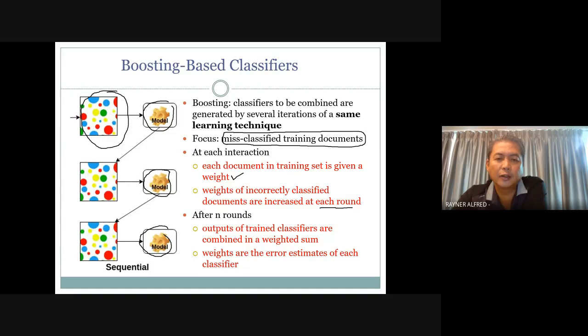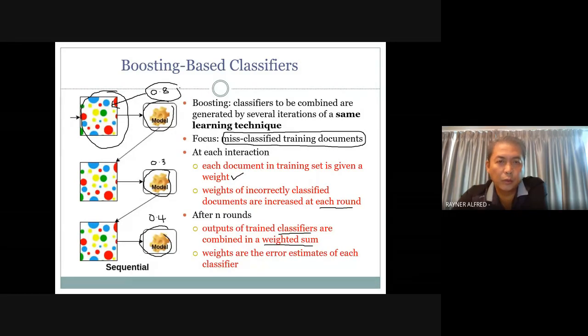Okay, so after n rounds, we will have an output of trained classifiers, which have a weightage sum. So here maybe the weightage for this classifier is 0.8, and then this is 0.3, and then this is 0.4. So this weightage will be computed based on how many of the records that we have here are correctly classified or not. Okay, so we will look into that one later on.